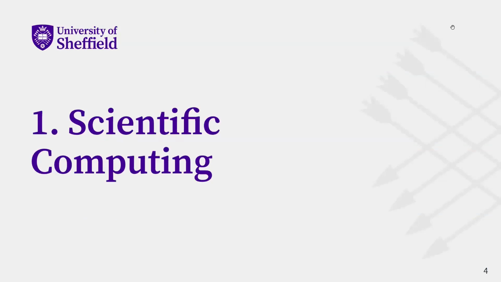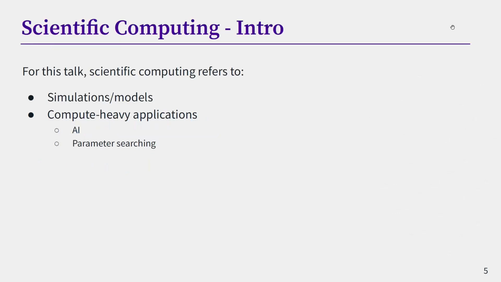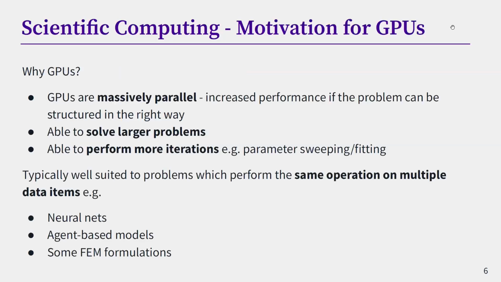To start off, I wanted to put this in the scope of scientific computing. For the purposes of this talk, I'm really talking about simulations and models. These might be things you run on a consumer device in your office, through to HPC scale. They might be very compute-heavy applications. Obviously, AI is a huge topic at the moment, and a lot of people might be interested in that. Through to doing parameter searches, where you're running a lot of the same kind of simulation, interested in finding parameter spaces and searching those.